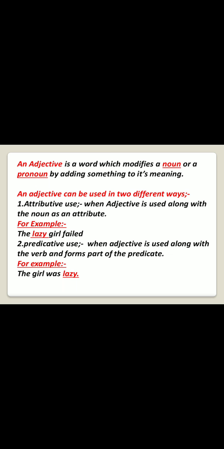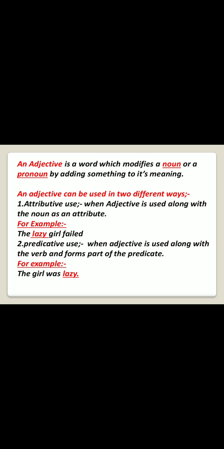Before that, we will see this. An adjective is a word which modifies a noun or a pronoun by adding something to its meaning. An adjective can be used in 2 different ways. Number 1 attributive use, number 2 predicative use. Attributive use is when an adjective is used along with the noun as an attribute. For example, the lazy girl failed. Here lazy is an attributive word.